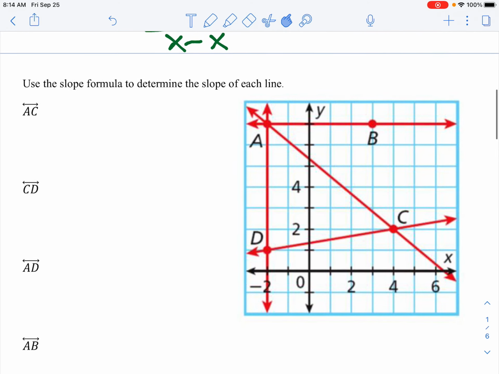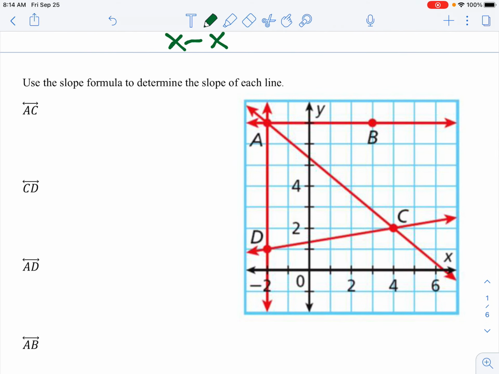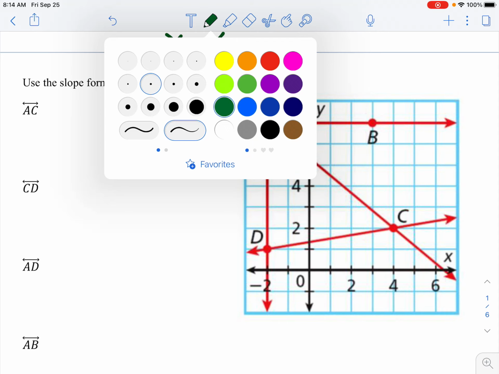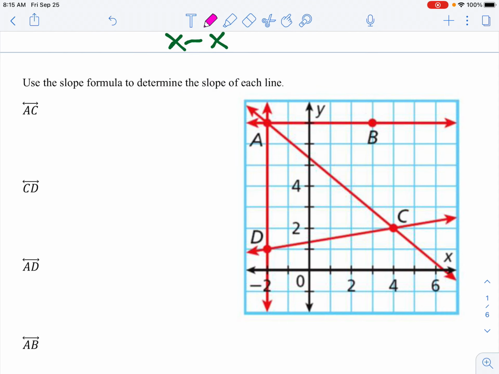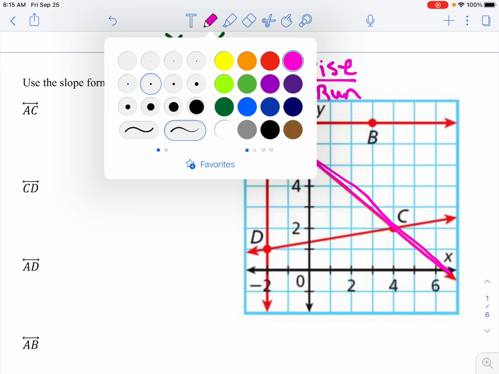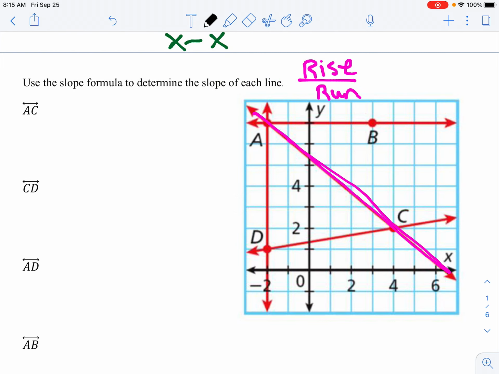Okay, for this picture, we're going to use rise over run to find the slope. All right, so if we're counting from a picture, we want to count rise first, run second. All right, so let's find line AC. AC is this line right here. All right, we are going to start at one of the points, and we are going to count up or down first, and then over.